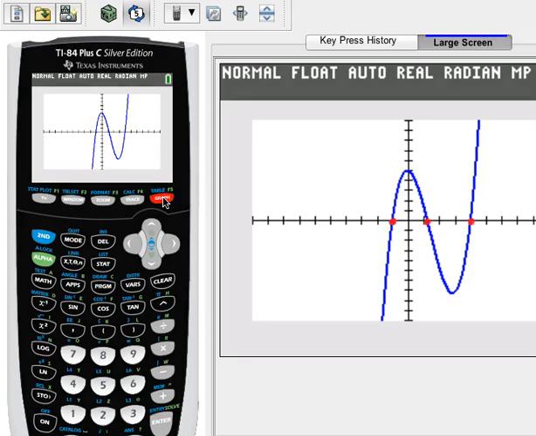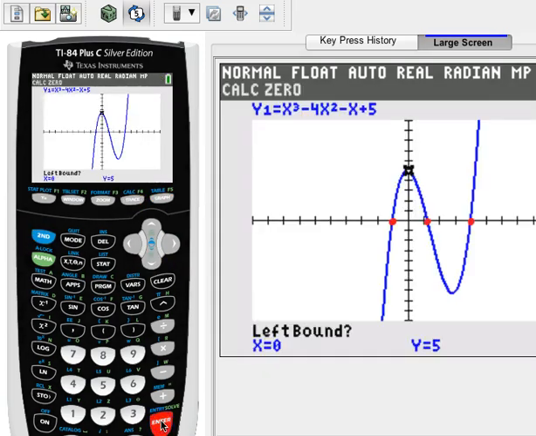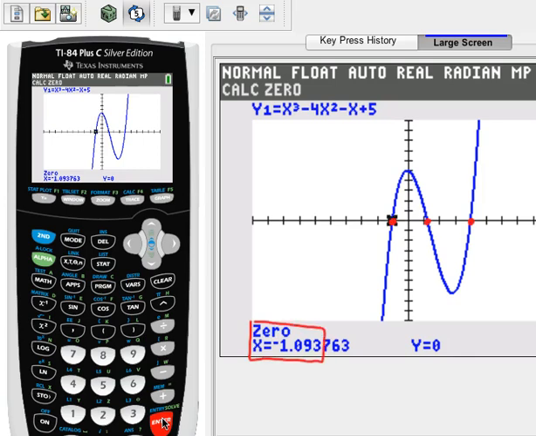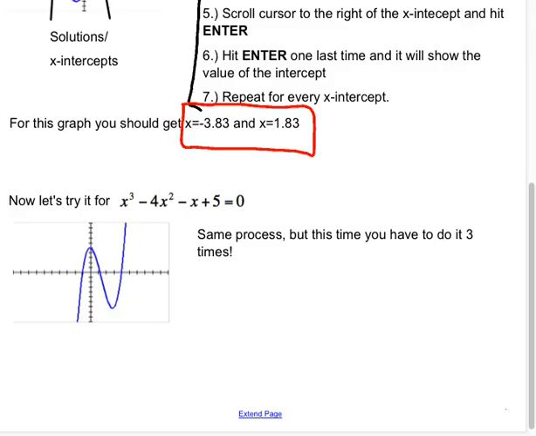And here are the 3 points at which it crosses. So let's go and find them. Calculate down to 0. I'm going to start with this one, the far left. So I'm to the left. I'm going to scroll right until I cross over the axis. So I have one above and one below. Hit enter one more time. There we go. X equals about negative 1.09. So that's going to be my first 0. My first 0 is when x equals negative 1.09.